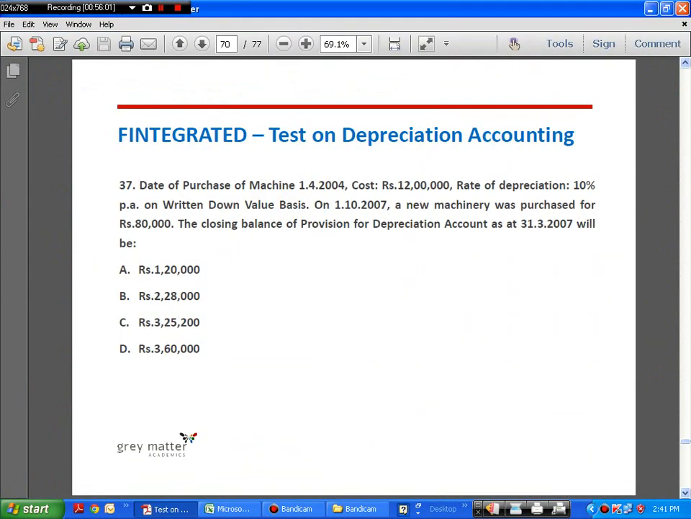which is 3,25,200. See, the new machinery has been purchased on 1st October 2007, which means this event is happening during FY 2008, and we are looking at the closing balance of provision for depreciation as at 31/3/2007, and so the answer is 3,25,200.